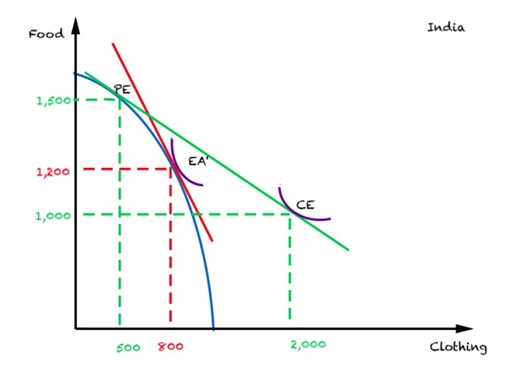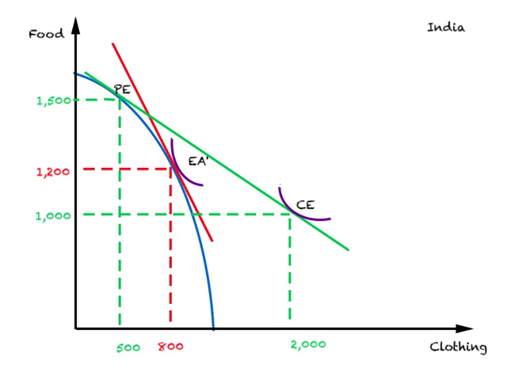Now in India, 500 units of clothing are produced, but the consumption of clothing is 2000 units. That means 1500 units of clothing must be imported from the US. Now remember how much clothing was being exported by the US? It was 1500 units, and so 1500 units of clothing are being imported by India.